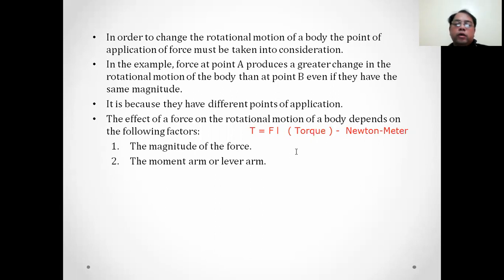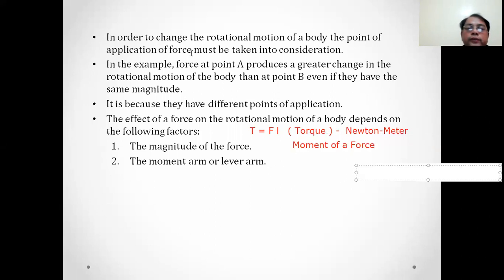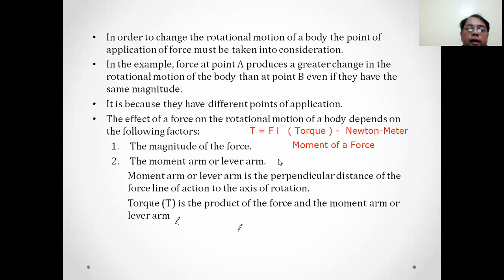Now, another word for torque is the moment of a force. Others would call it the moment of a force. So they connote the same thing. Force times length equals your moment of a force. The moment usually speaks about rotation. That's why the length is usually referred to as the moment arm, its distance from the point of rotation.